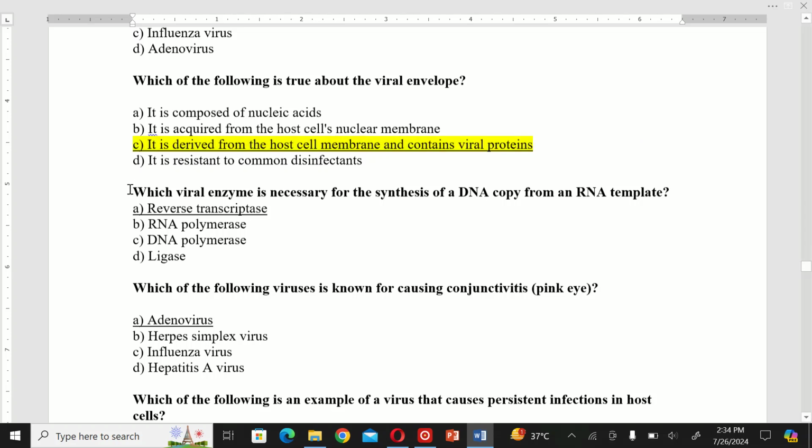The next MCQ is: which viral enzyme is necessary for the synthesis of a DNA copy from an RNA template? A. Reverse transcriptase, B. RNA polymerase, C. DNA polymerase, D. Ligase. So the correct option is A.